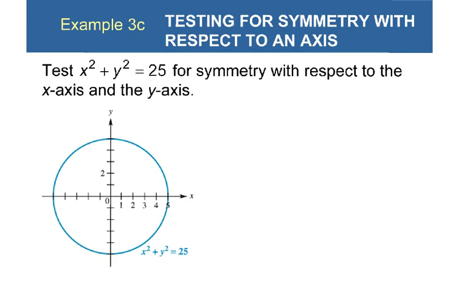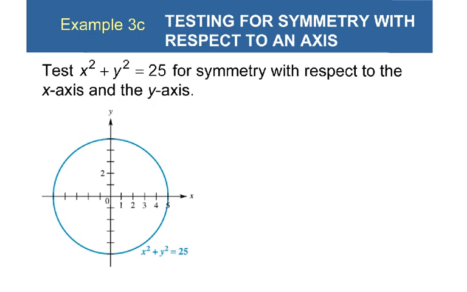All right, so here is an equation of a circle, x squared plus y squared equals 25, and that's already graphed for you here. And you can see that this is going to be symmetric with respect to the x-axis and the y-axis. Both of those are considered lines of symmetry there.